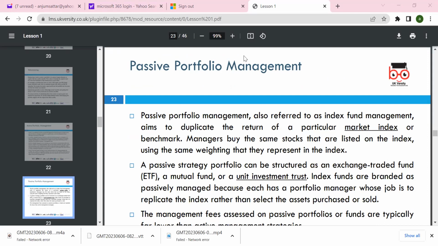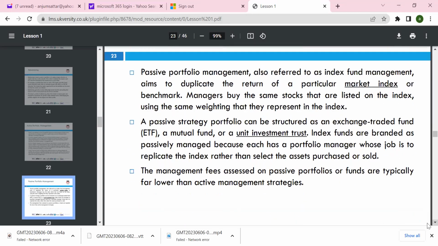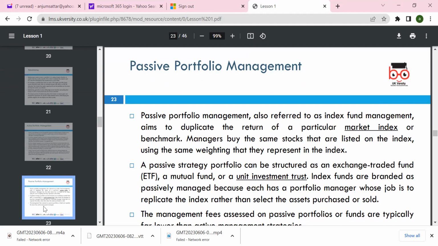Okay, so then the passive portfolio, which is also referred to as the index. Fund management aims to duplicate the return of the market index, the benchmark. We are always looking at exchange traded funds. We also want to make sure we have hedging if you're dealing with foreign currency. So you can get surety or insurance from the banks, by paying some fees. The passive portfolio fund is typically lower cost than active strategies.